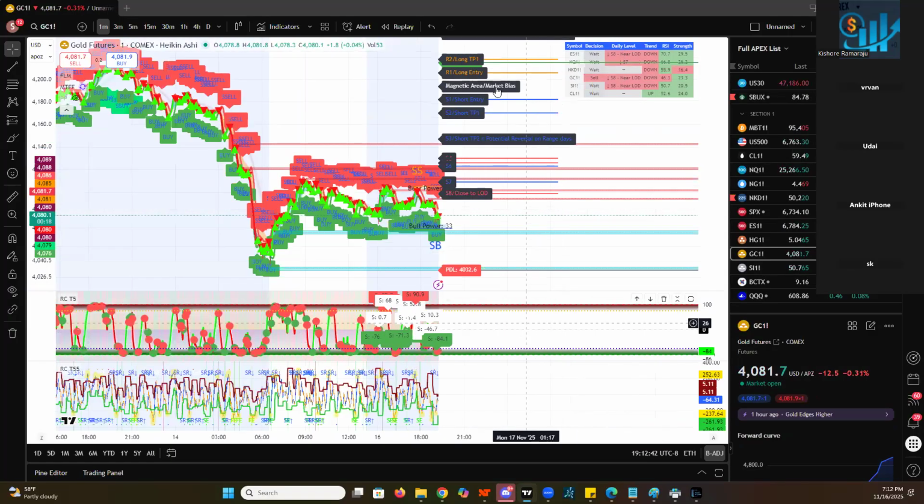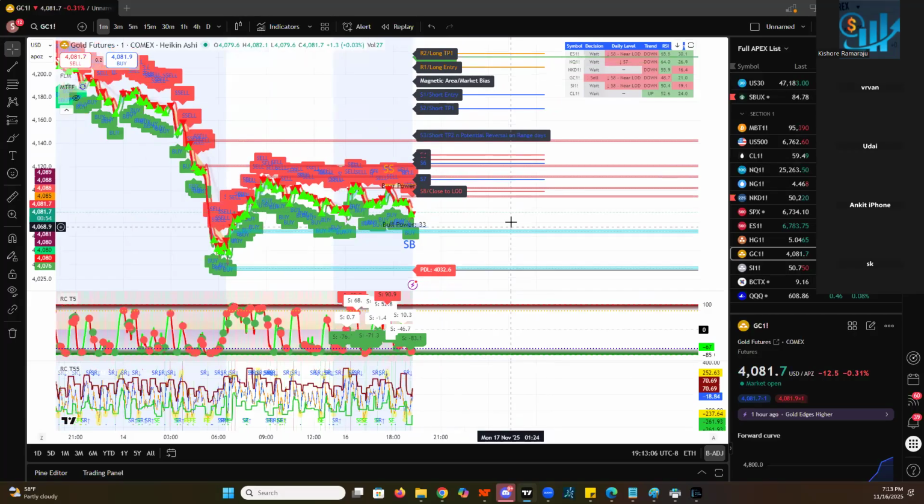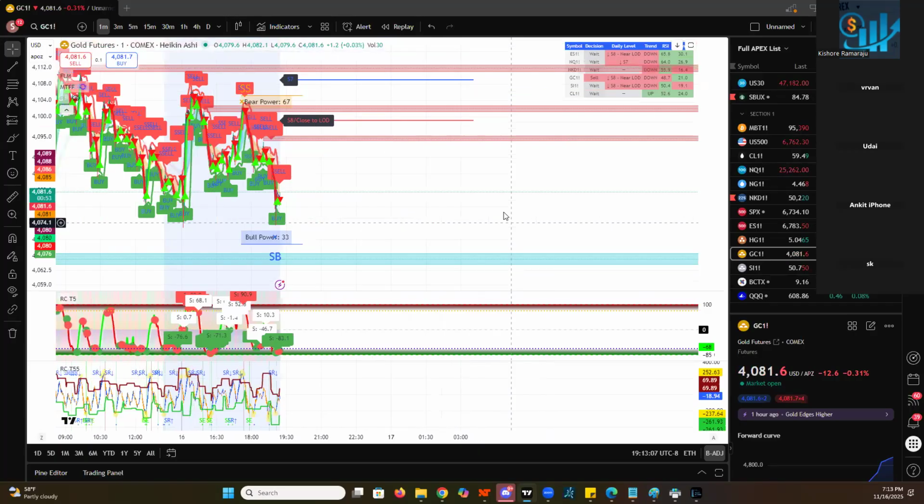Yeah, if it breaks the S1, it will go to S2, then it will go to S3 like that. But in the best case, if at all we want to go for calls, better to enter at the S8 level, right? Generally, yeah, most of the time, once it breaks S8 and touches the support, it will bounce back.